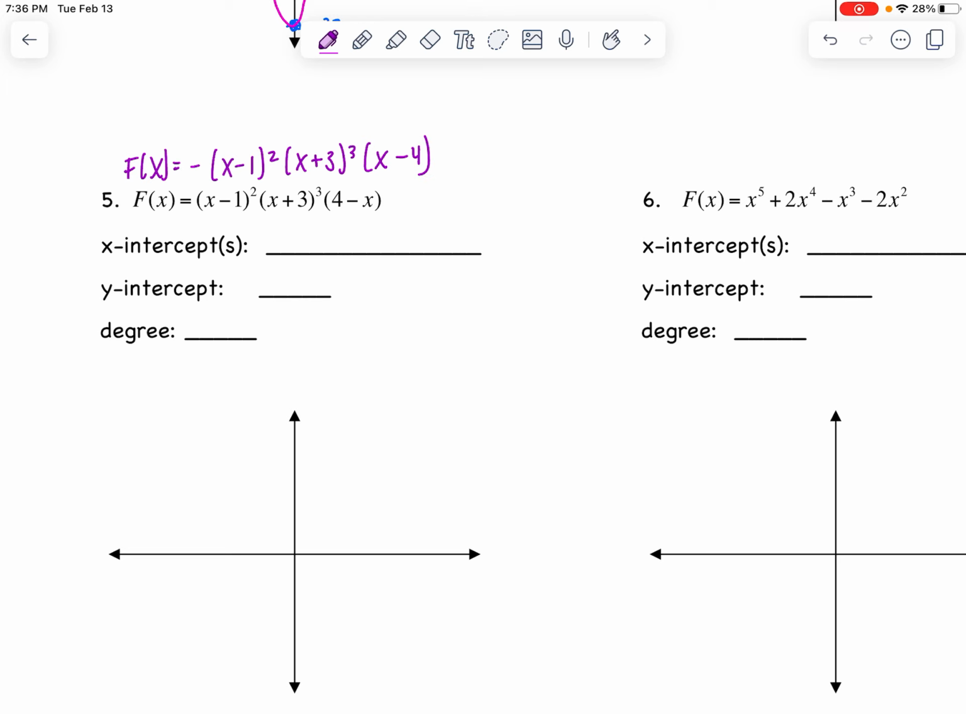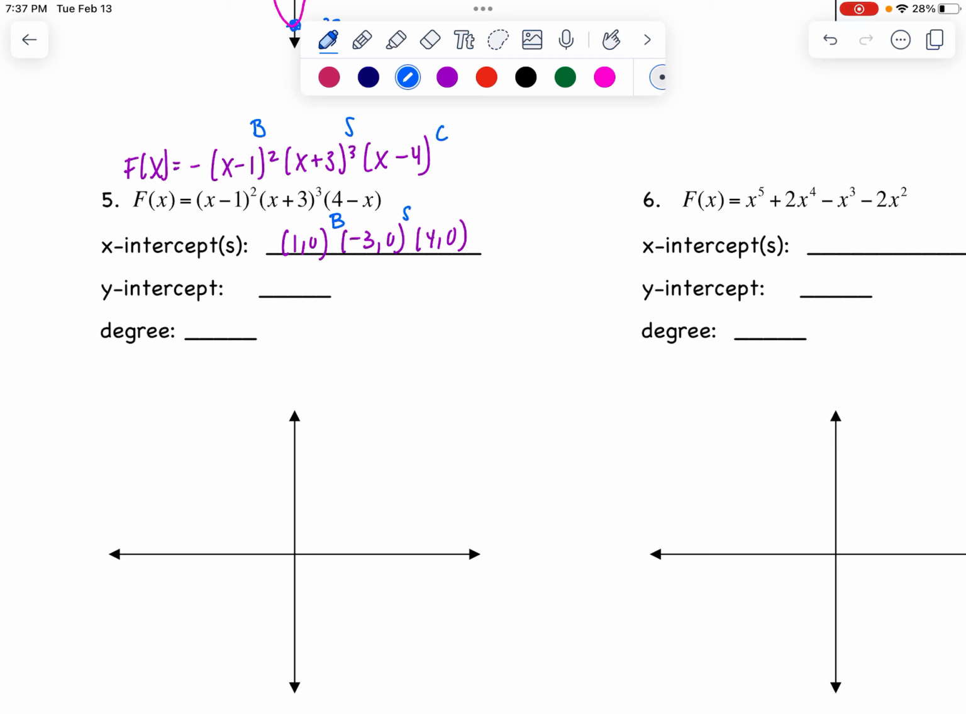Okay, we have our x-intercepts at (1, 0), (negative 3, 0), and (4, 0). It looks like we have a bounce at (1, 0). We have a squiggle at (negative 3, 0), and then we have a cross at (4, 0). Let's go ahead and graph our points from there.